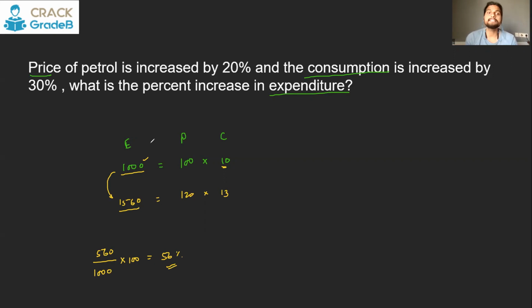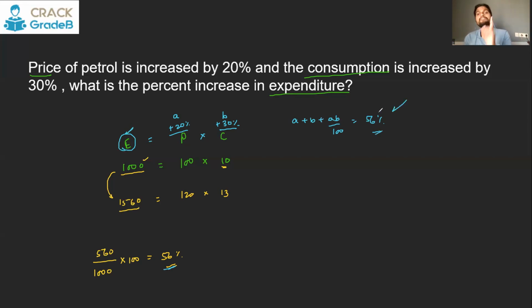So that tells us that if expenditure is equal to price into consumption, price is increased by 20% and consumption is increased by 30%, then expenditure is increased by 56%. And you can again use the formula. If you put A as 20% and B as 30%, we can just put A plus B plus AB upon 100. And that will get us 56%, which is the percent change in expenditure.